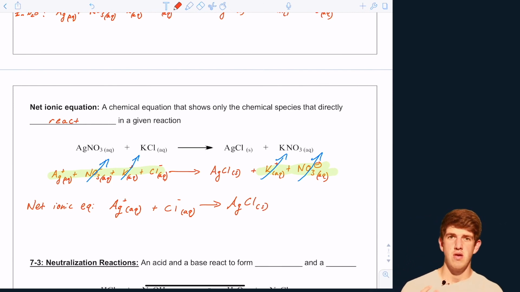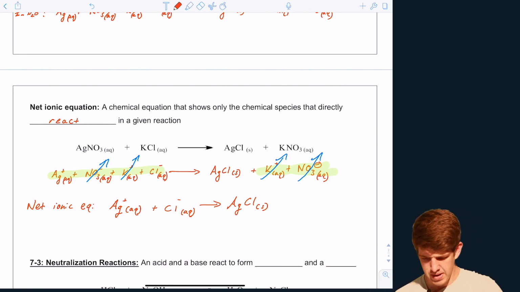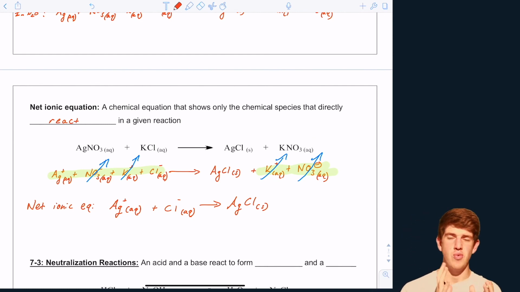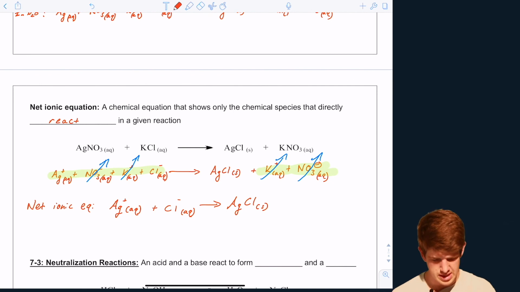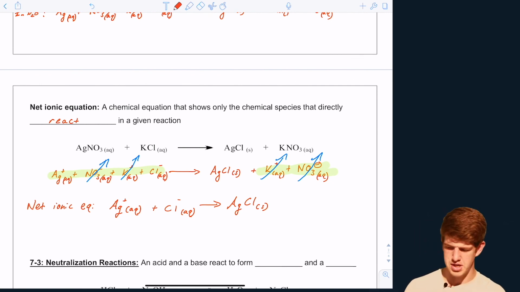So you really just need to look at the reactants compared to the products, write out the complete ionic equation, and then see what's different for the products. Because KNO3 was aqueous, and in the reactant side, those two ions that compose KNO3 were also aqueous, no change really happened. The only change was Ag aqueous, Cl aqueous became AgCl solid. So that is a net ionic equation.